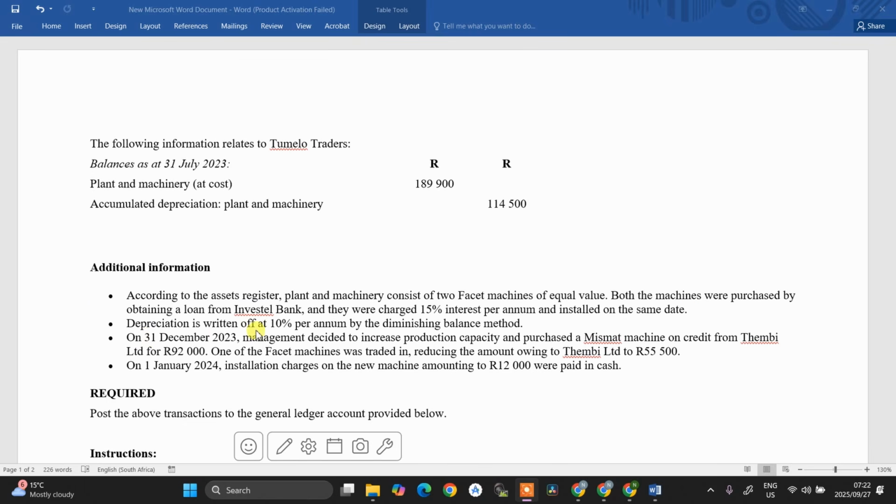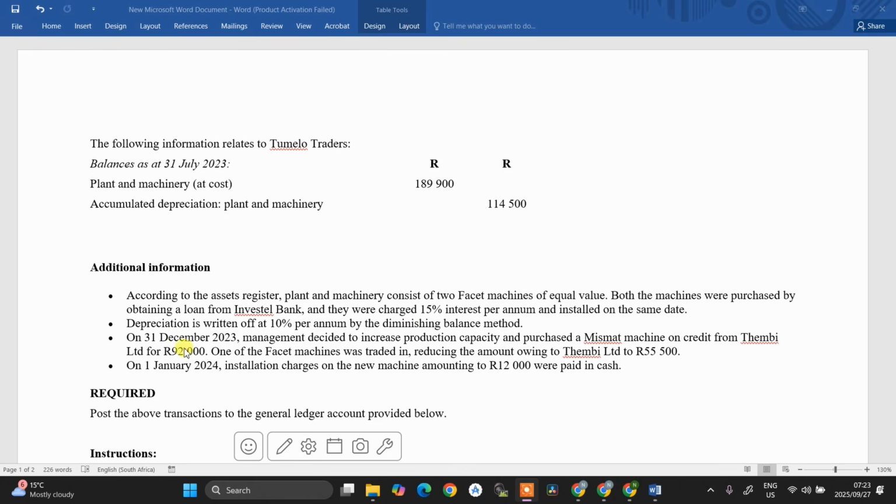Depreciation is written off at 10% per annum by the diminishing balance method. In this module, we are going to use three methods to calculate depreciation. And for this question, they were specific that we should use the diminishing balance method, not the straight line method or the method that is based on production.